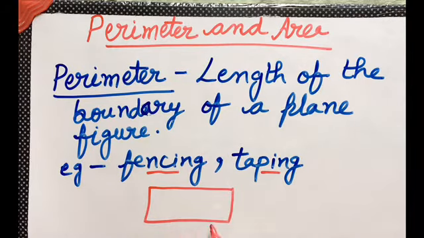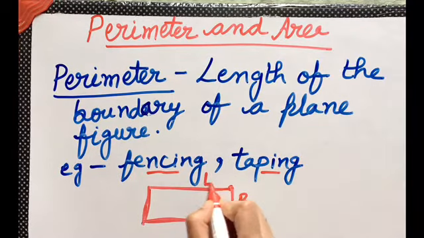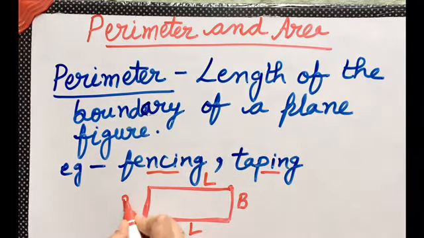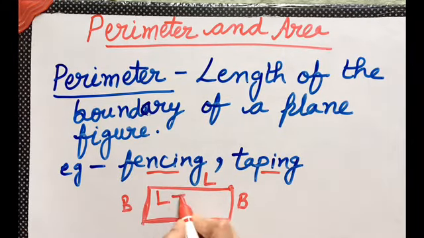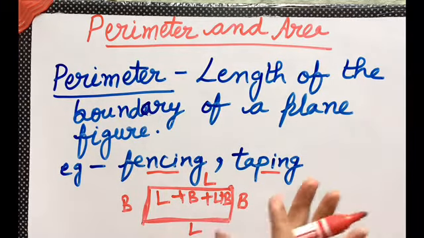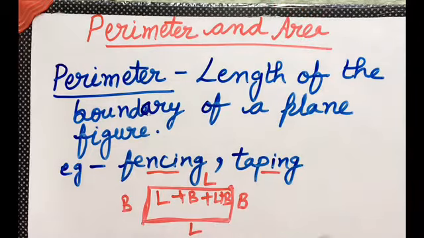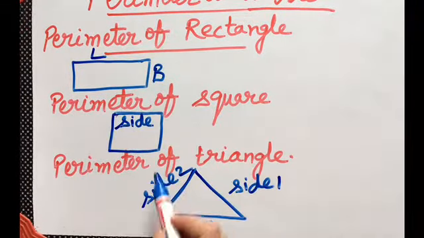If this is the shape, we can find out its length, this and this. So if this is the breadth and this is the length, it's a rectangle, so its perimeter will be this length plus breadth plus this length plus breadth. Fine. So in order to avoid all these calculations, we go for the systematic way of finding out these terms. How? Let's discuss. Now let us take three figures: perimeter of a rectangle, square and triangle.